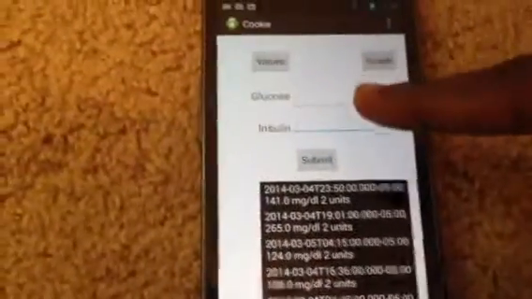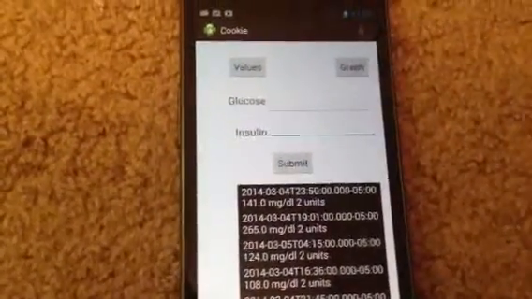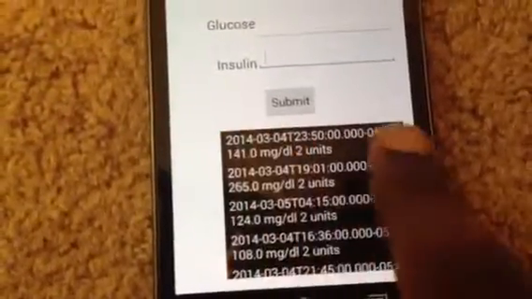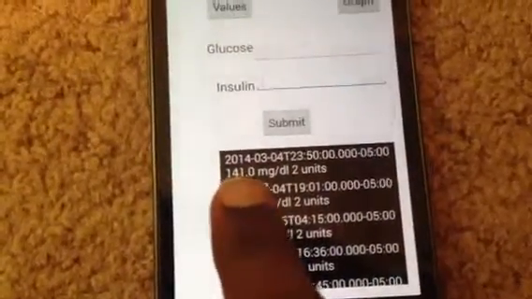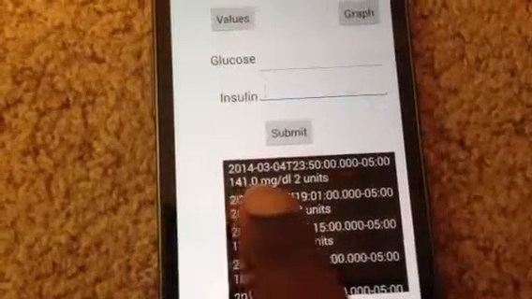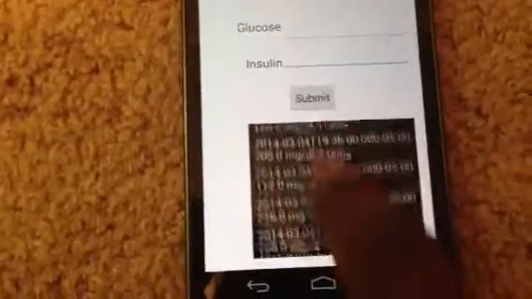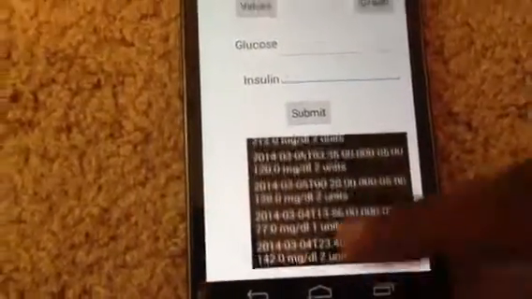So right now what happened was the value went to the server, it was added to the server, and then it came back. The results which were already stored on the server came back. So if we see here, this is the timestamp, this is the glucose level, and this is the amount of insulin which I've taken. This is a scrollable list. So we see that a lot of values are here.